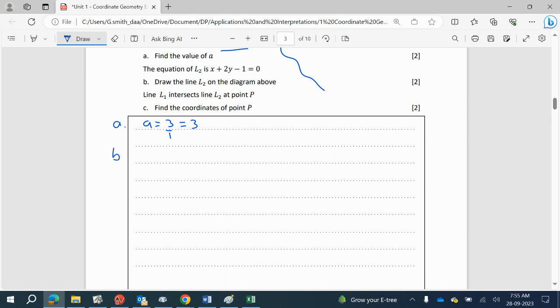So B is up next. B says that L2 has this equation: x plus 2y minus 1 is equal to 0. What is the gradient here? Can we see the gradient? What is the advantage of slope-intercept form?